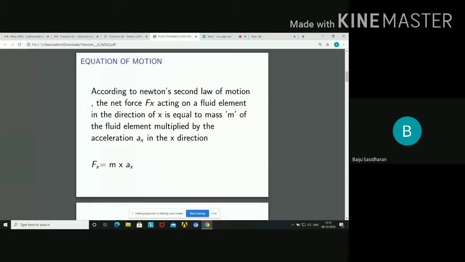According to Newton's second law of motion, the net force Fx acting on a fluid element in the direction of x is equal to the mass of the fluid element multiplied by the acceleration ax. That is, force is equal to mass into acceleration. For any system, the resultant force is equal to mass into acceleration.